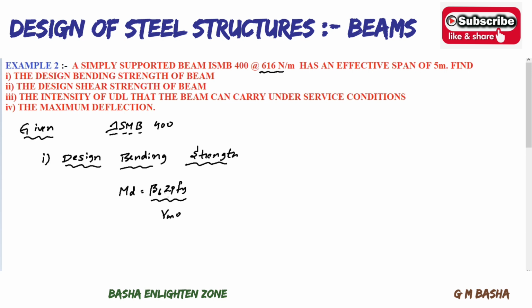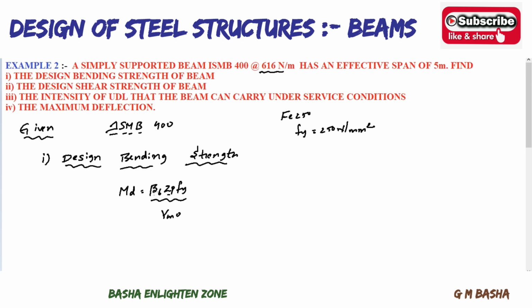Md, the design bending strength, will be equal to beta_b Zp fy by gamma m0. So where will you get this Zp? This Zp will be obtained in the steel table directly for ISMB 400, and fy here we are assuming Fe 250 steel, which is fy equal to 250 Newton per mm square. And what about gamma m0? So gamma m0 will be taken the same as in the previous example, which is laterally supported. You will get 1.10. I told you in the last example itself.